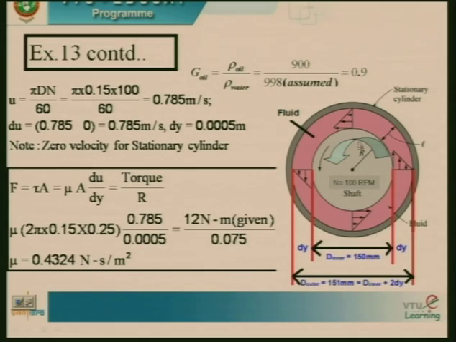Okay. Now the velocity variation we are assuming as linear. You can see here, the maximum velocity is here, which is u is equal to pi d n by 60.